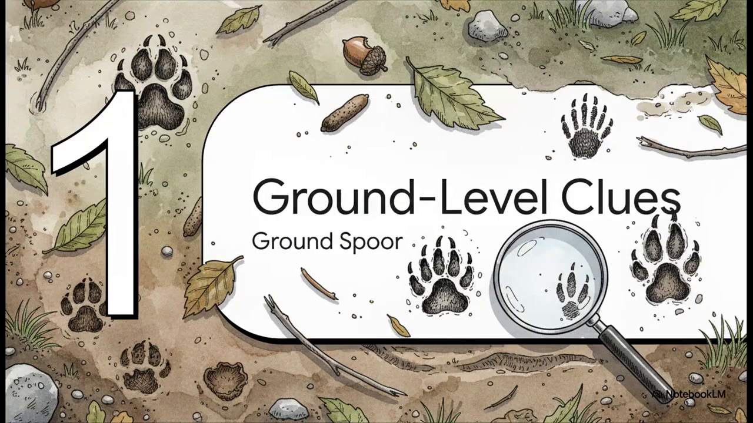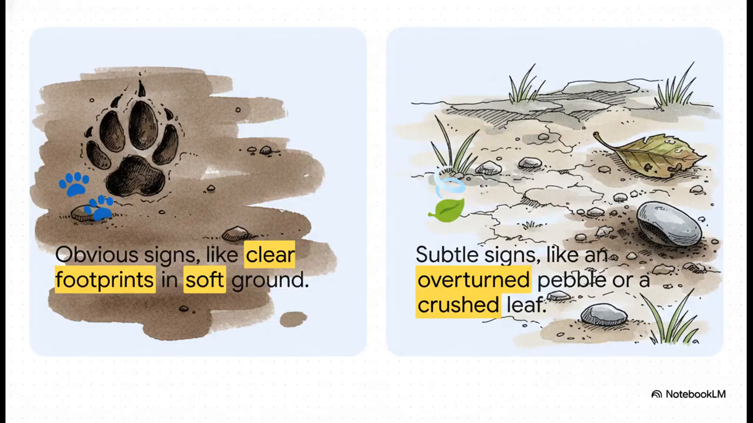Okay, so let's start where the story is usually the clearest, right there on the ground. Our first heading is ground spoor. These are often the most direct and detailed words you'll find, but you definitely have to train your eyes to see things in a whole new way. You see, ground spoor exists on a spectrum. On one end, you've got the really obvious stuff, like a perfect footprint in some soft mud. Can't miss it. But the real skill, as the book points out, is seeing what's on the other end of that spectrum. We're talking about incredibly subtle signs, like a single overturned pebble or a crushed leaf, that most of us would walk right by without a second thought. It's all about noticing any little break in the natural pattern.